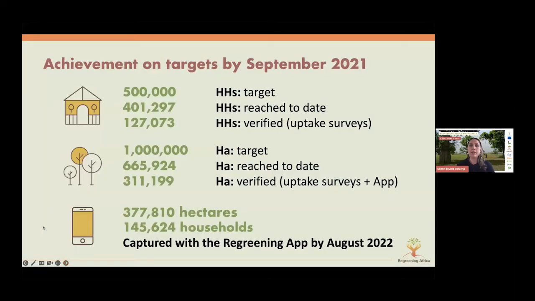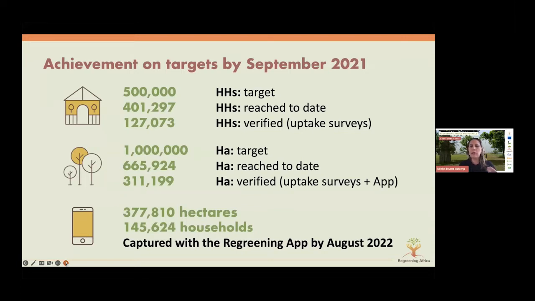The program has been very successful. By its 4th year, it had reached out to over 400,000 households and over 600,000 hectares. And we're in the process of completing inline surveys to be able to verify the number of households and hectares that are actually taking up these practices, the level of reversal of land degradation that we're seeing, and the benefits to those households. You'll be hearing later about a Regreening Africa app that we're using in the program, and that has already been able to capture almost 400,000 hectares and over 140,000 households, so that we're able to track these areas over large periods of time.